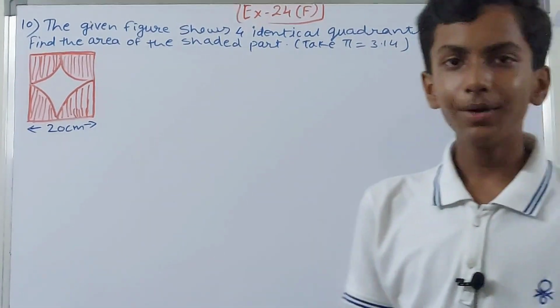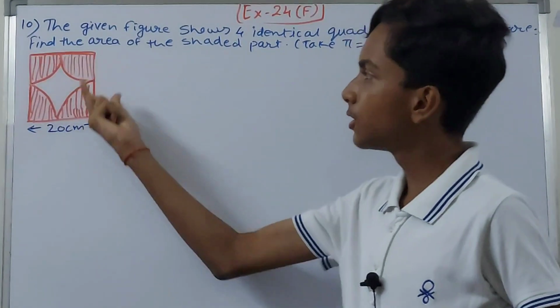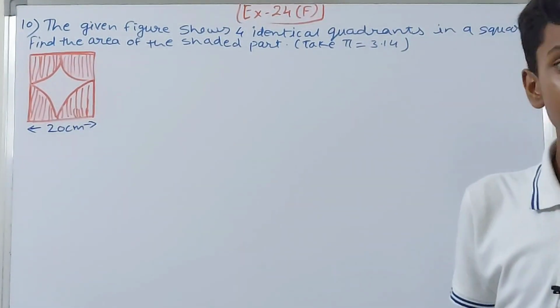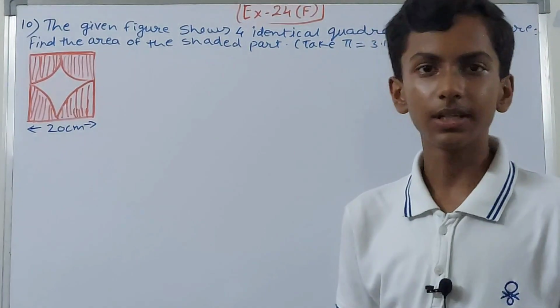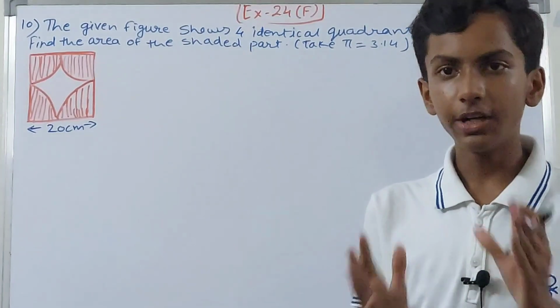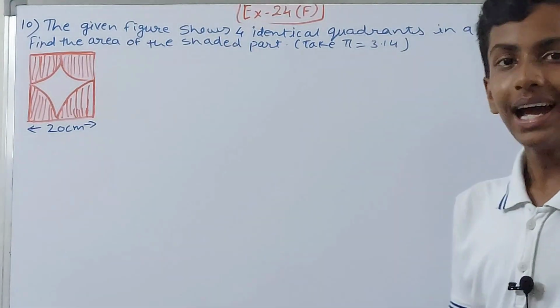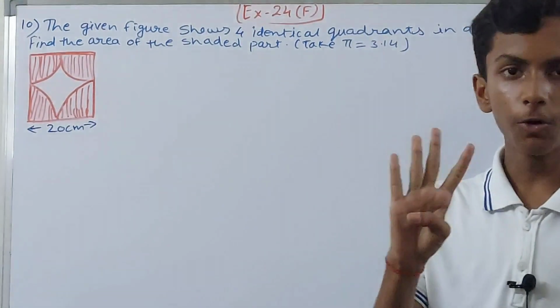Now, in this question we have to see very carefully that basically in a square 4 quadrants have been made. And what is a quadrant? One quadrant is 1/4 of a circle. That means if I divide a circle into 4 parts, one part out of that will be called a quadrant. And also keep this in mind, a circle is made up of 4 quadrants.